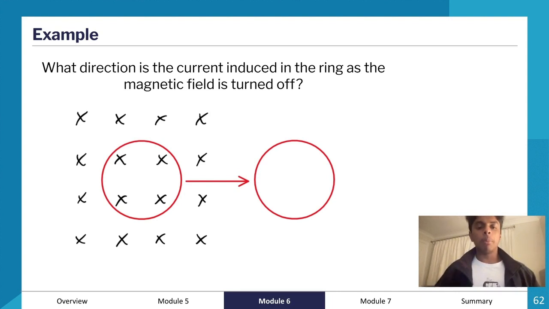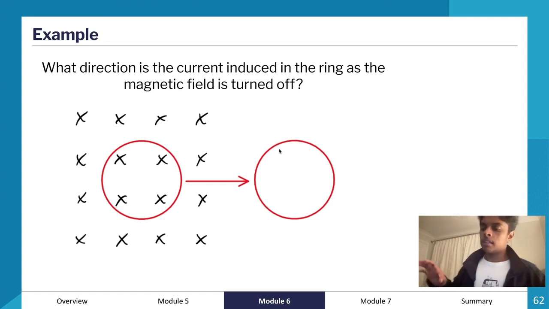So it wants to oppose the change by having its own magnetic field going into the page, so it can feel like it was in its magnetic field originally. Originally it was already in a magnetic field. We turned it off, so that was the change. We removed the magnetic field. It's going to try opposing that change by inducing a similar magnetic field in the same direction, going into the page.